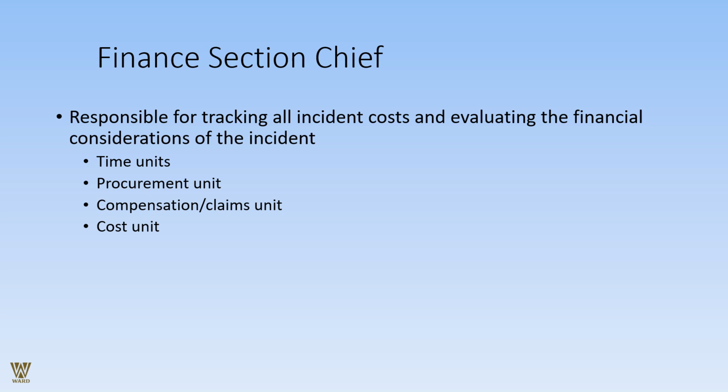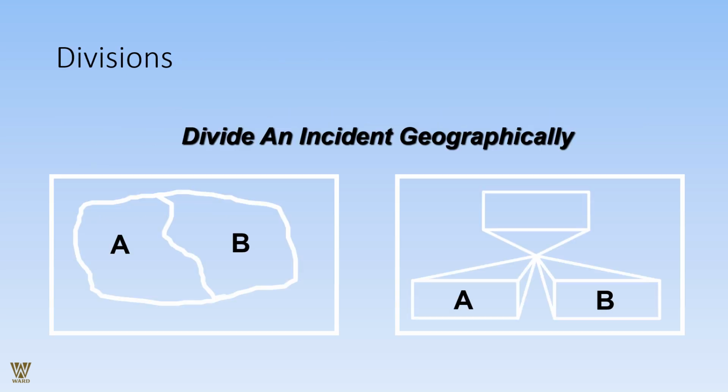The finance section chief will be looking at money: how the money has been utilized, how fast it has been enacted, and what ways they can help to mitigate those incidents. So we are talking about the time unit, procurement unit, compensation and claim unit, and cost unit, which come under the purview of the finance section chief, as the case might be.